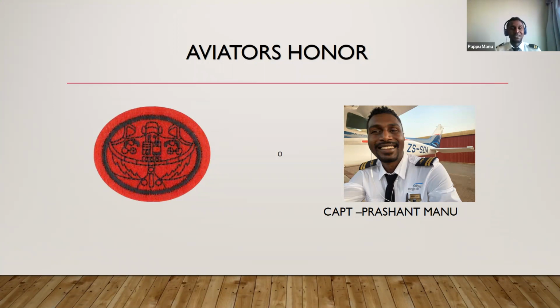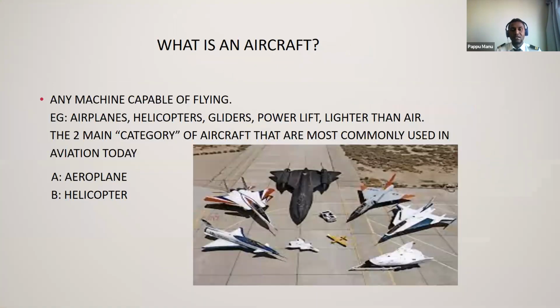Yesterday we went through what an aircraft is, what the different categories of aircraft are, some of the simple categories, and then we dove into the two main categories of aircraft that we use in the modern day for our commercial purposes, which are aeroplane and helicopter, which is a type of rotor aircraft.